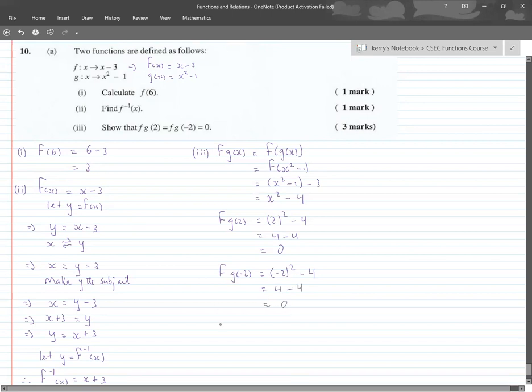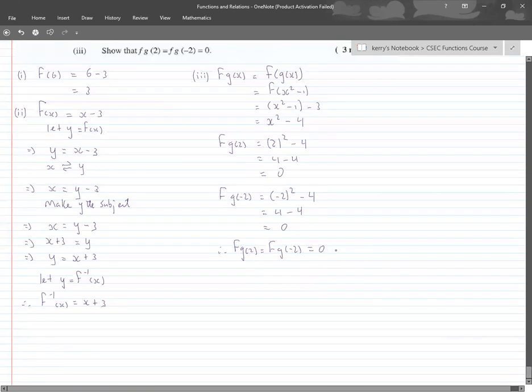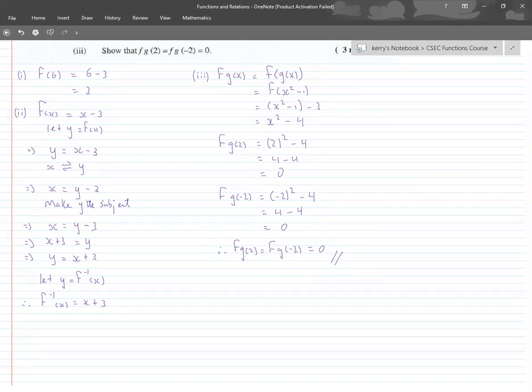So therefore, what we see is that f of g of 2 is equal to 0, but that is also equal to f of g of minus 2. So they are both equal to 0, so they are both equal to each other. Now this was technically a proof, so I ended off with one of our proof ending symbols. And that was a nice easy question there.